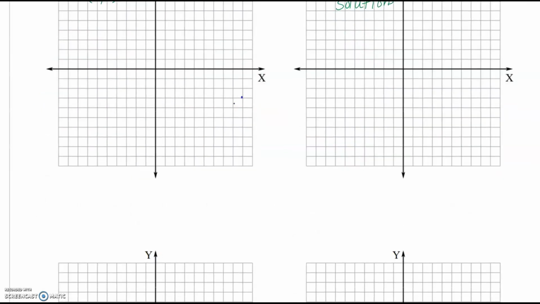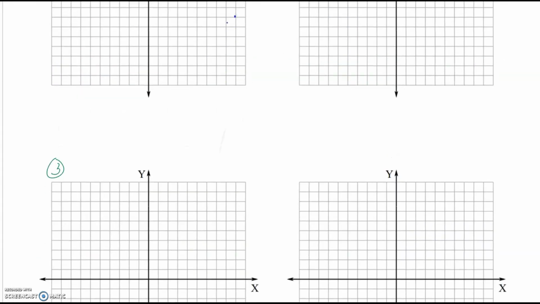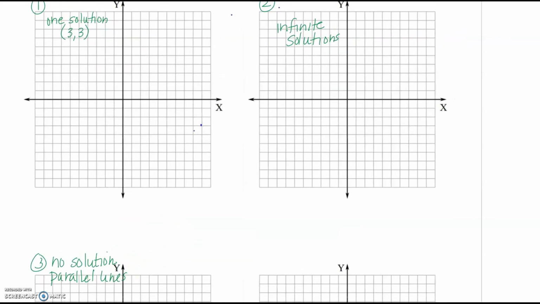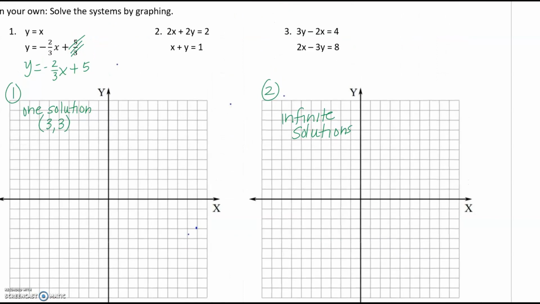And number 3, when you graph that one, you're going to have same slope, different intercepts. So you're going to have no solution. And it's going to be parallel lines. If when you graph you have trouble with these and you don't get what I have just told you, please message me and we can go through these together by messaging. So again, this one you should get in number 3, same slope, different intercept.